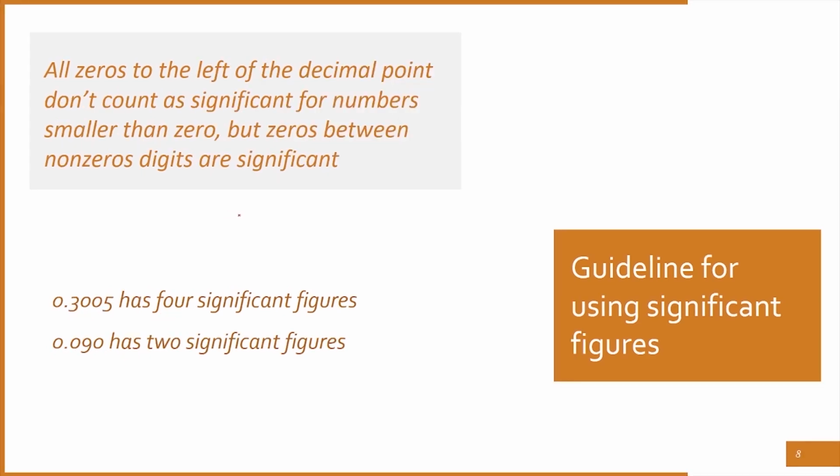Another guideline. All zeros to the left of the decimal point don't count as significant for numbers smaller than 1. But zeros between non-zero digits are significant figures. For example, 0.3005 has four significant figures, 3, 0, 0, and 5. And the number 0.090 has two significant figures, 9 and 0.